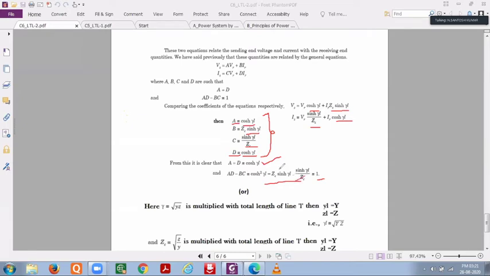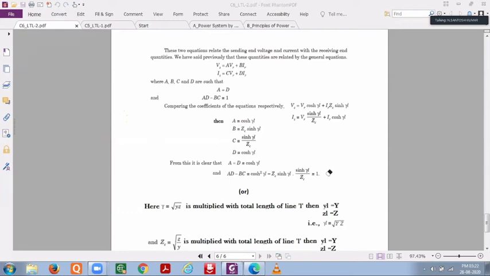So ZC cancels. So cosh square gamma L minus sinh square gamma L is equal to 1. So our two conditions are satisfied. I know ABCD values. I know sending end voltages and currents. So by knowing this, I can find my efficiency and regulation. Because to find efficiency and regulation, I'm supposed to know all the parameters, that is sending end parameters and receiving end parameters.